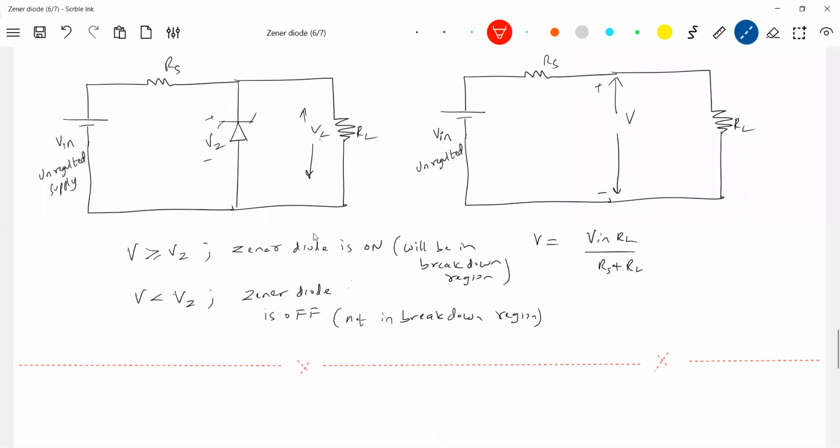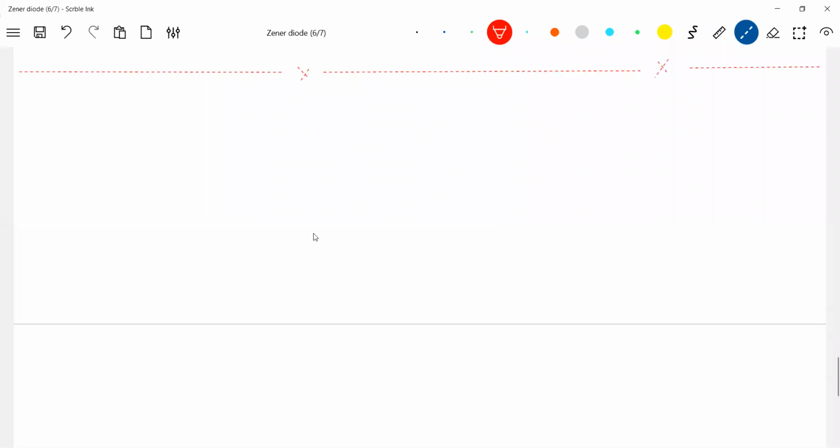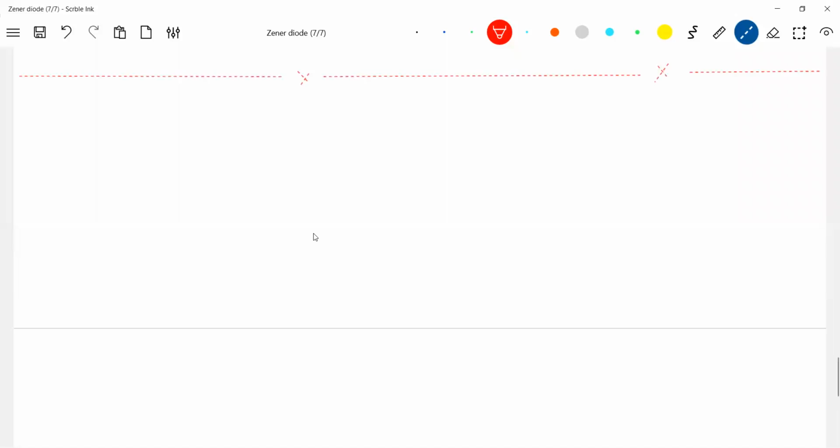Fine. Let's come to the load. Even the load itself will be fluctuating in most practical cases. First we'll do with the RS value. Then I'll come to the load.